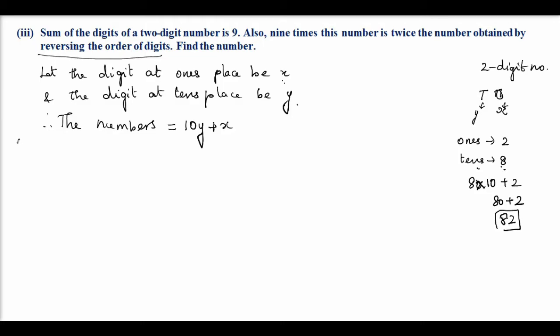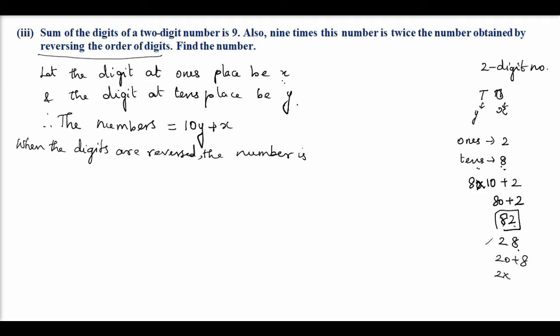So when the digits are reversed, the number is, automatically the ones place becomes tens place and the tens becomes ones, isn't it? So here it is 20 plus 8, that is 2 into 10 plus 8. So it automatically interchanges the places of x and y. So the number after interchanging the digits is 10x plus y.